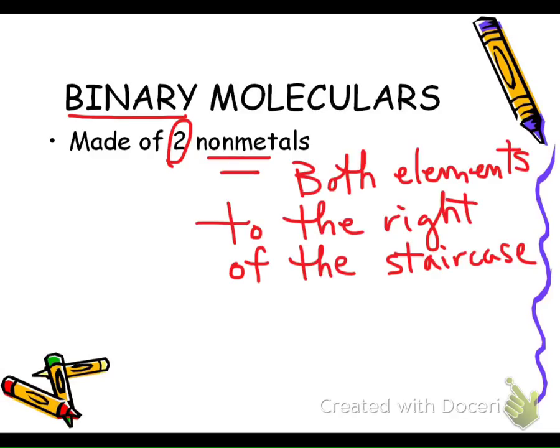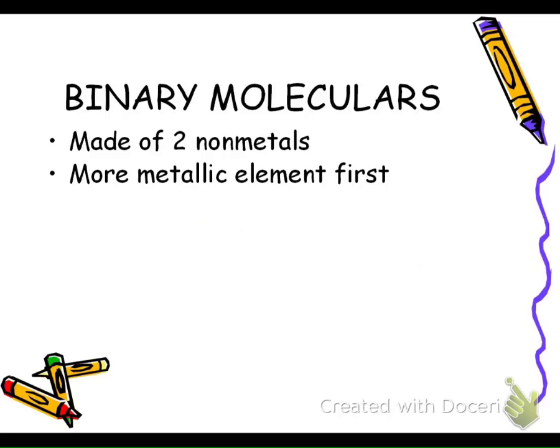Because they are made of two nonmetals, we're going to see that both elements in the formula will show up to the right of the staircase on the periodic table. We will still follow our rule for naming, where the more metallic element must go first in the written formula. As a reminder, the more metallic element would be further left on the periodic table, or further down if in the same group.